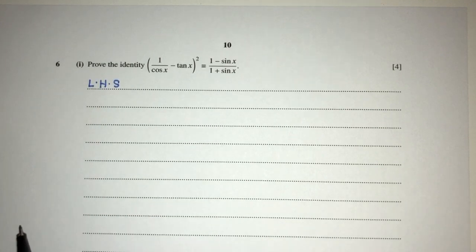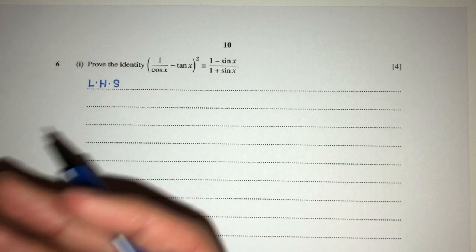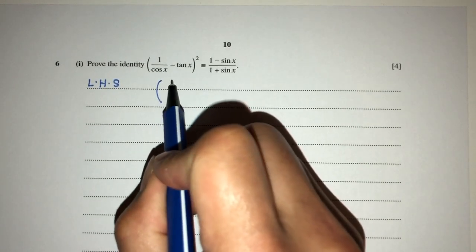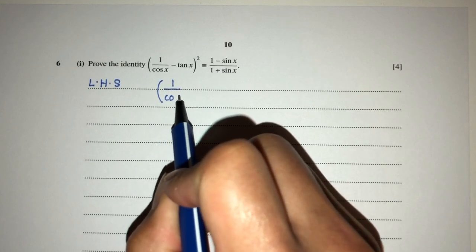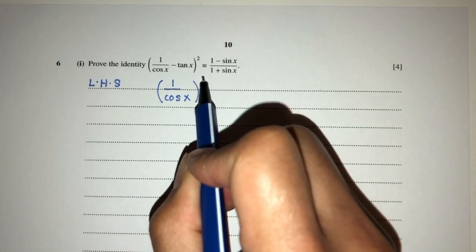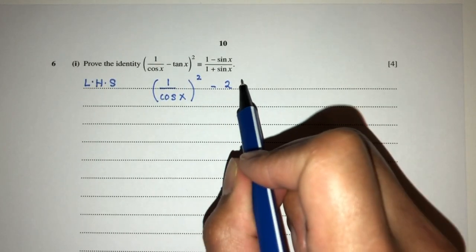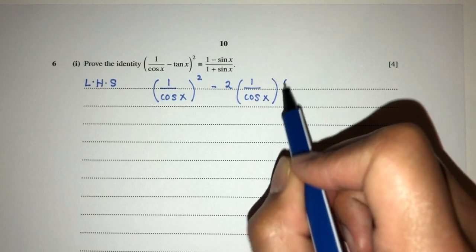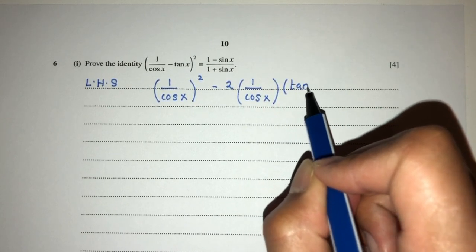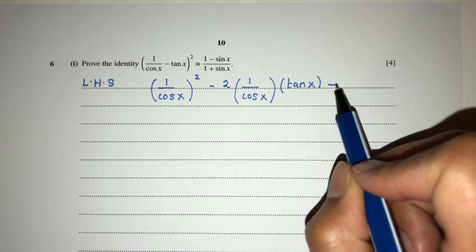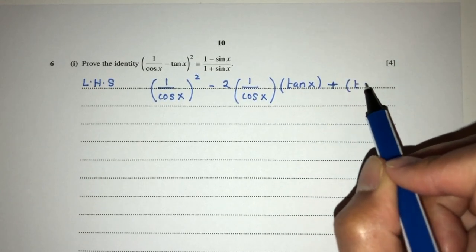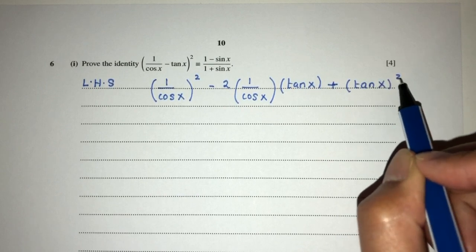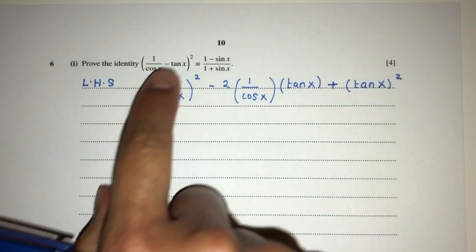So let's see what can we do here. First thing, we can expand the brackets and see what happens. So you will have 1 over cos x squared, right? That's the first term. And here we have minus, that will be minus 2 times the first term, and then the other term will be tan x. And then finally, we just have to plus the last term squared. So that's the expansion of this one.